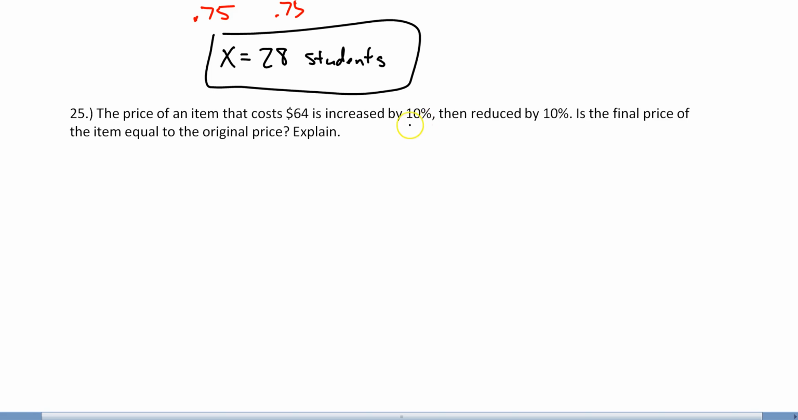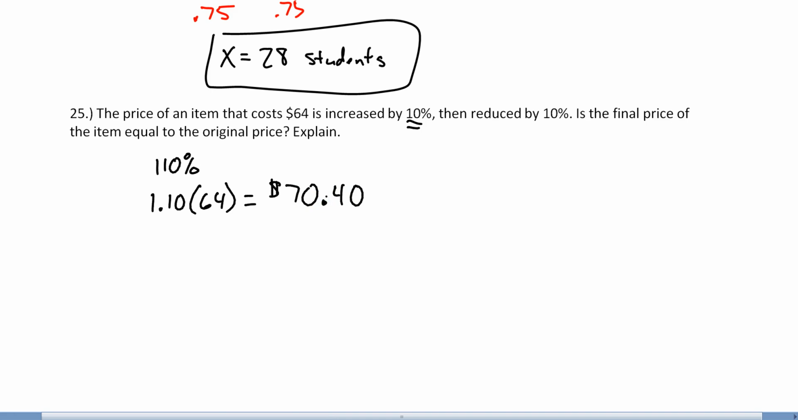So if I want to increase this by 10%, I started with 100% of the cost. I increase it by 10%. I'm now going to have 110% of the cost. So if I want to find 110% of 64, I say, okay, that as a decimal is 1.10 times the 64. So the new price after I increase it by 10% is going to be $70.40. Okay, so that's my new price.